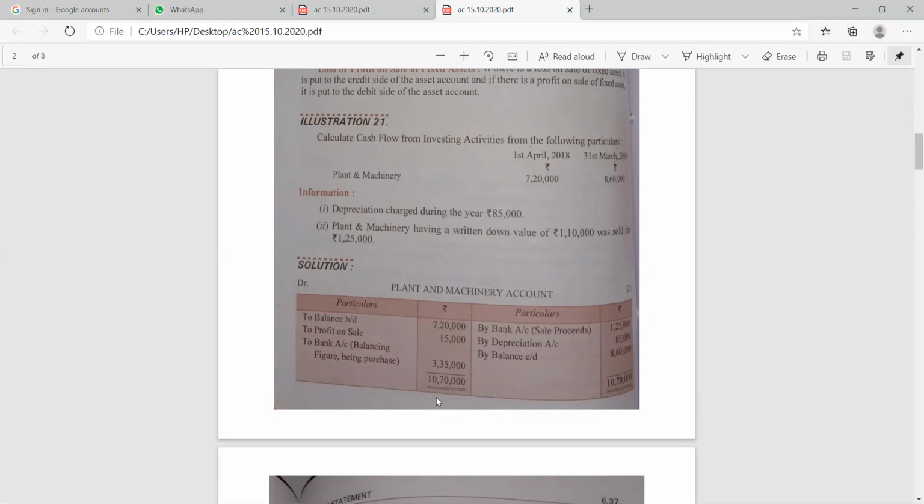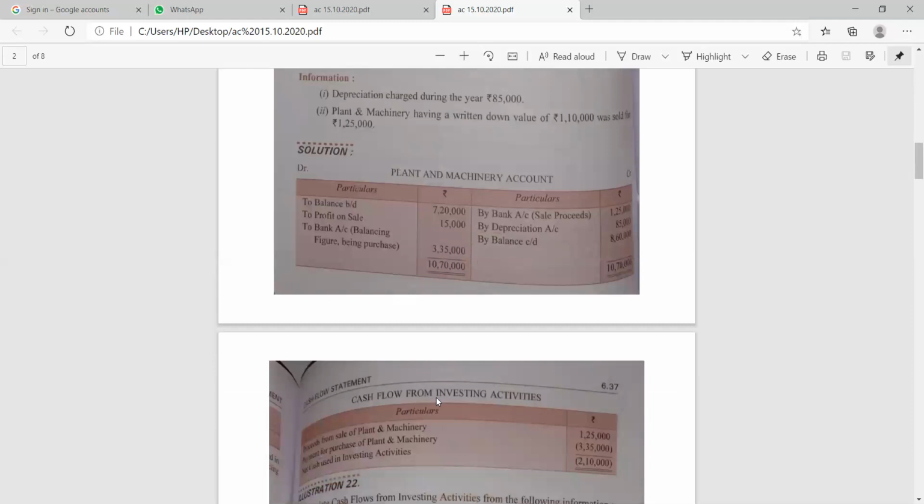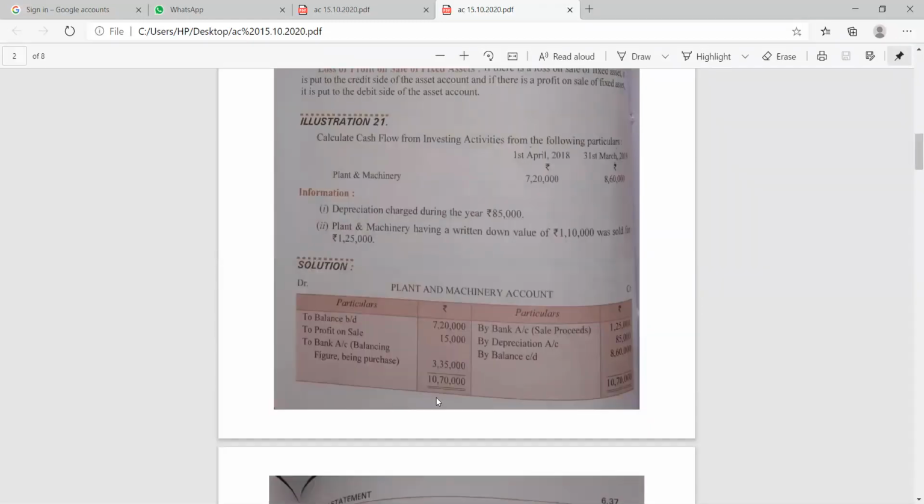So whenever in the question along with the value of the assets, this kind of additional information is given to you, you have to prepare two accounts. One is your plant and machinery account, and if the accumulated depreciation is given to you, then accumulated depreciation account is also to be prepared. That will be learned in the further questions. But in this question, accumulated depreciation is not there. Only the depreciation charge during the year is given to us, and some additional information related to plant and machinery is also given. So that's why we have to prepare the plant and machinery account over here.